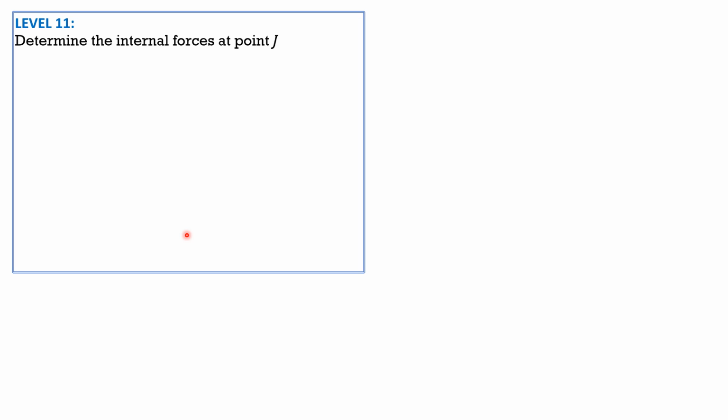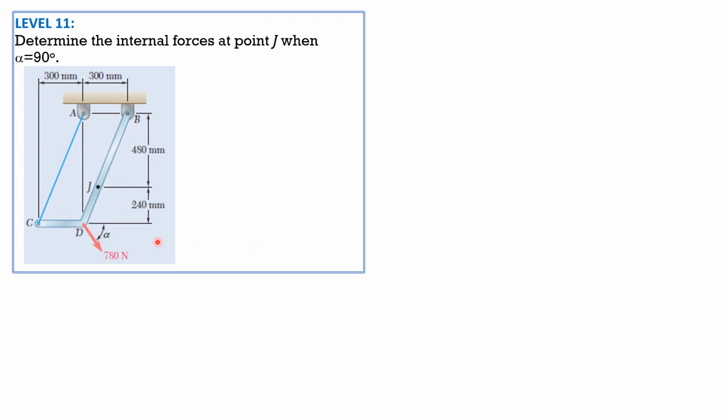Determine the internal forces at point J when alpha is 90 degrees. So here is the given figure. So let's change this because alpha is 90, so that means 780 Newton is vertical. So for the solution, let's have the tension here. This angle is arctan of 300 over 480 plus 240, 720. Arctan of 300 over 720. And therefore, so this is the load 780, because alpha is 90, so it is vertical.